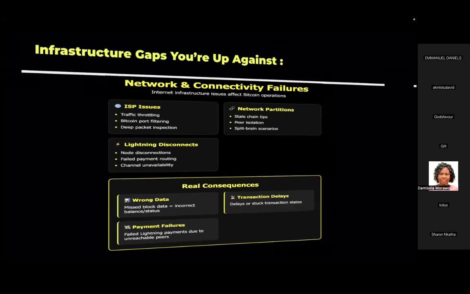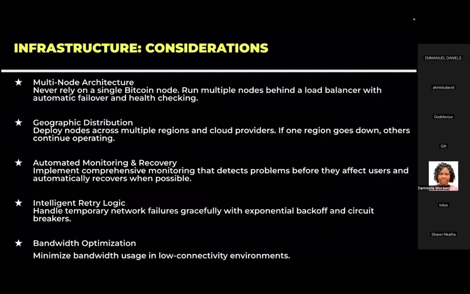I don't know. So when it comes to infrastructure, there are some things to consider. Multi-node architecture: try not to rely on a single Bitcoin node. You can try to run multiple nodes, maybe behind a load balancer, or just for geographic distribution, you can deploy your nodes to multiple regions. You can use multiple cloud providers.